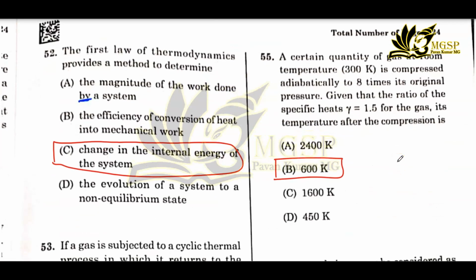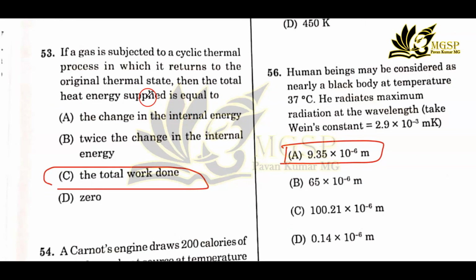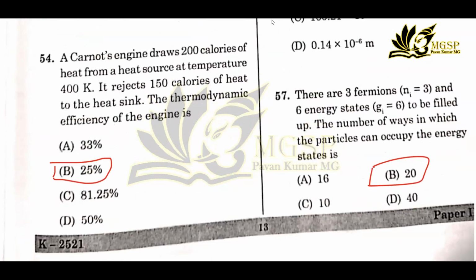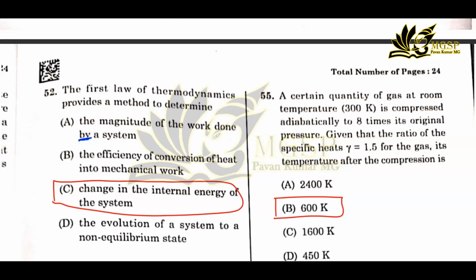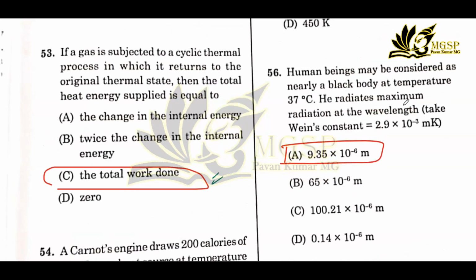Next, coming to the first law of thermodynamics, it usually tells the change in the internal energy of the system. Next, coming to a gas subjected to a cyclic thermal process, we have discussed this too. It usually depends upon the total work done. Next, coming to the Carnot engine cycle, we have solved numerous problems related to efficiency. Again, this is just a formula. And the human being is considered to be a black body.